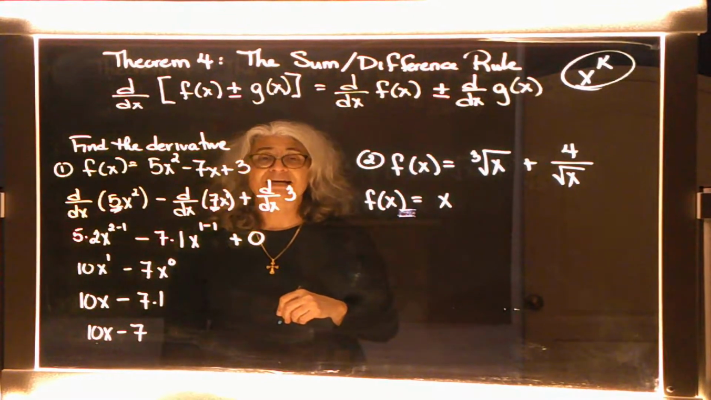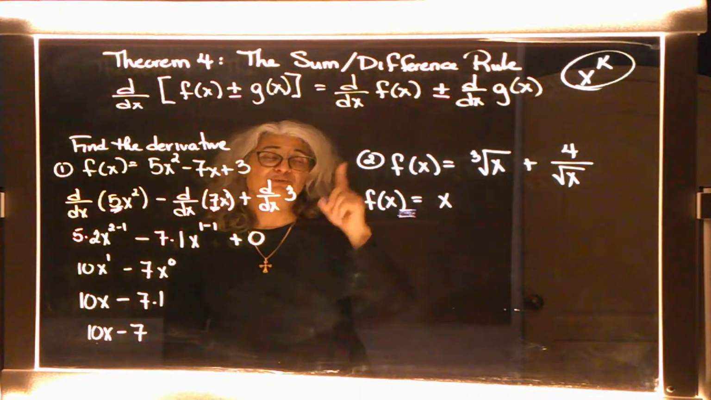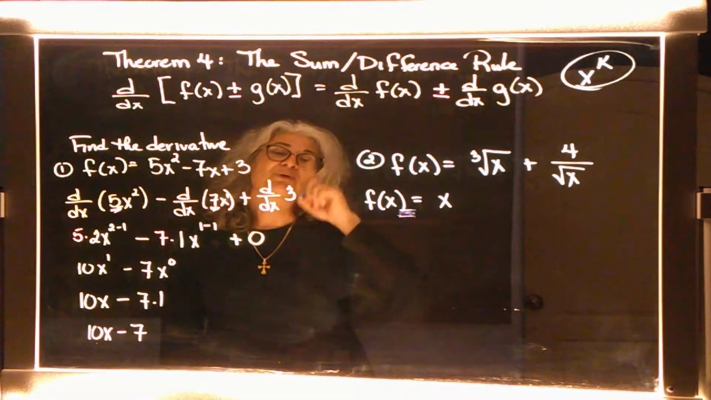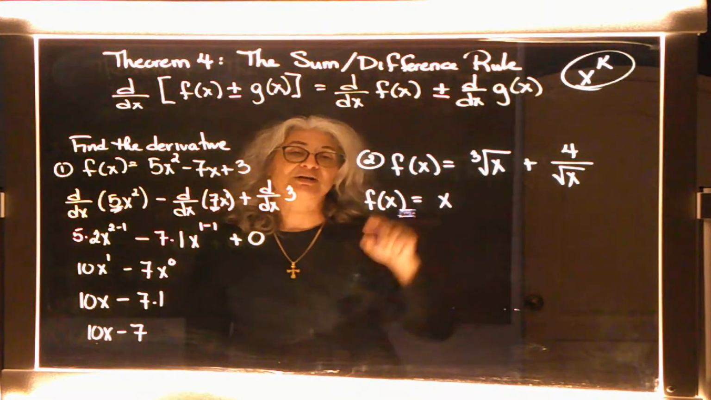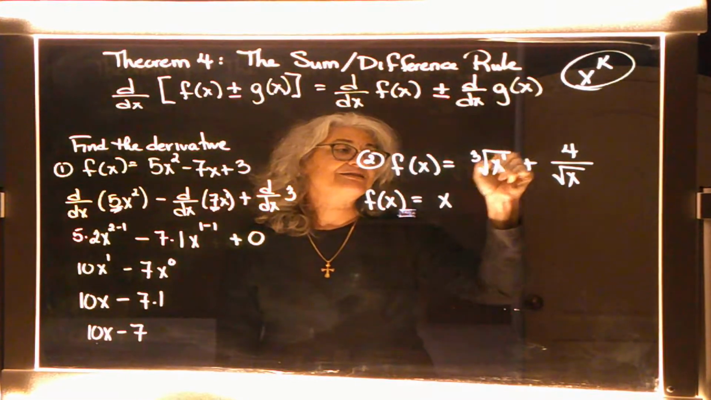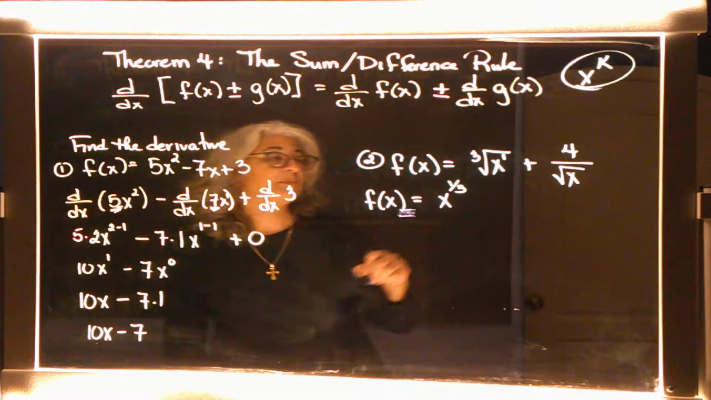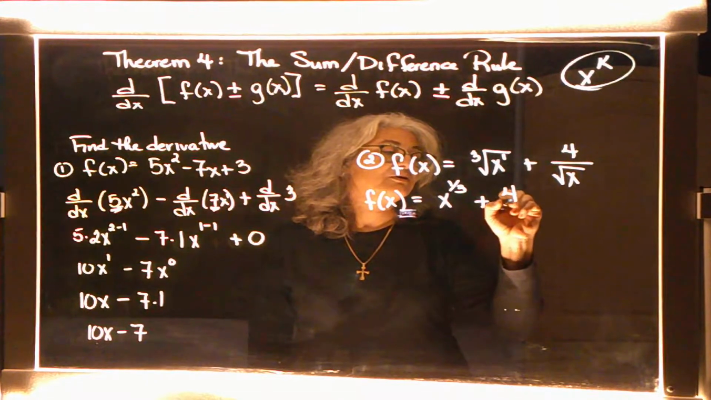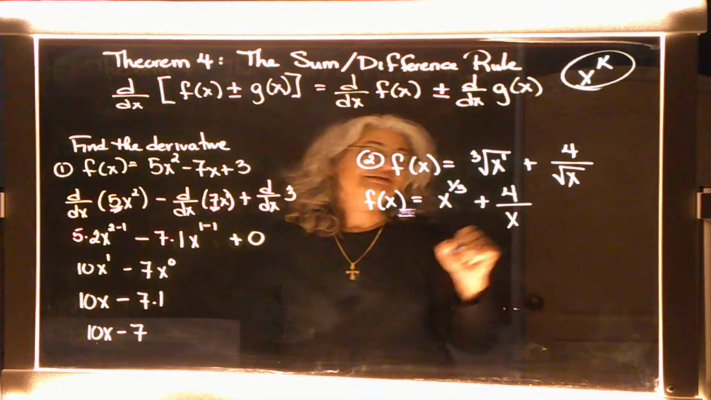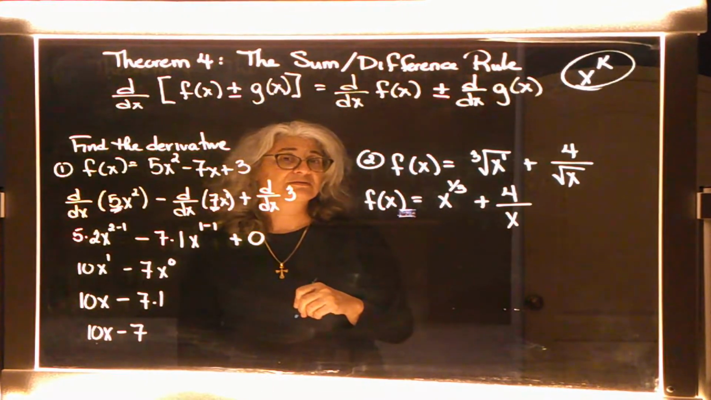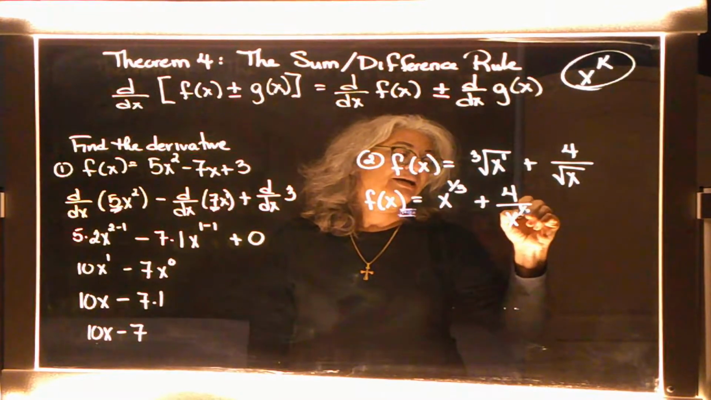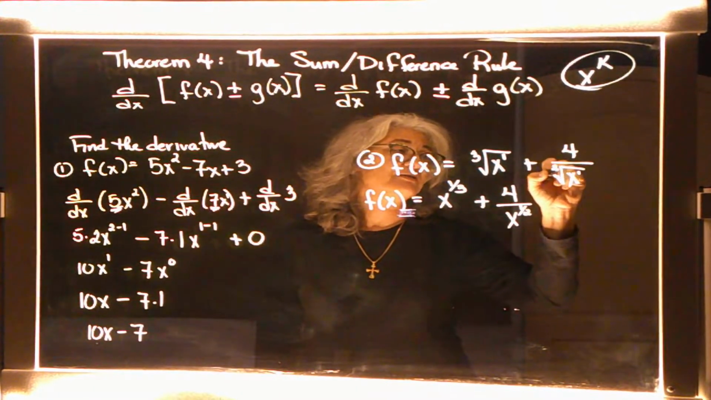How do you write that? Forgetting the cubed root or not writing it with the cubed root sign, how do you write that? Yeah, that's x to the power of 1, which makes this x to the 1/3. Good. How about this other one? 4 over x to the power of what? Yeah, 1/2, because that's a 1 and that's a square root.